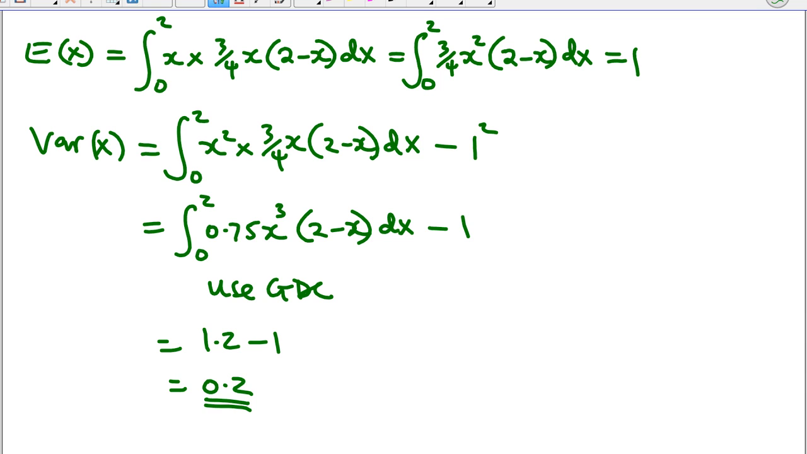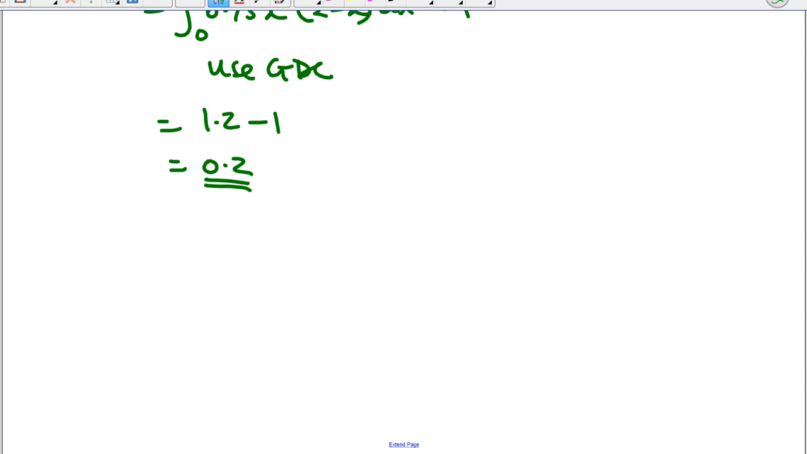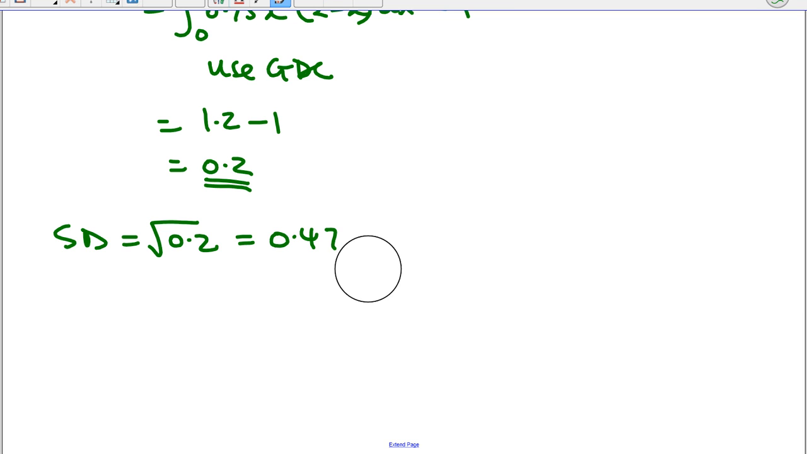So in the question they're asking for standard deviation. So I'm just gonna create more space here and say, standard deviation will be equal to the square root of 0.2, which is the square root of variance, which will be 0.47447.